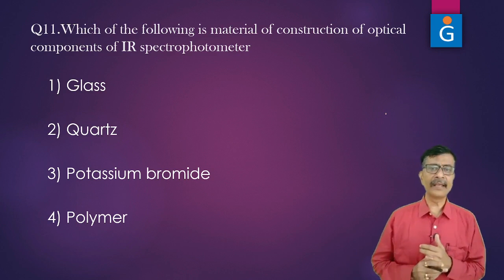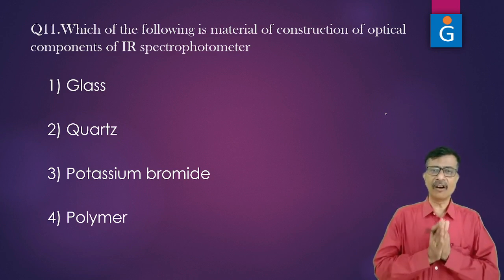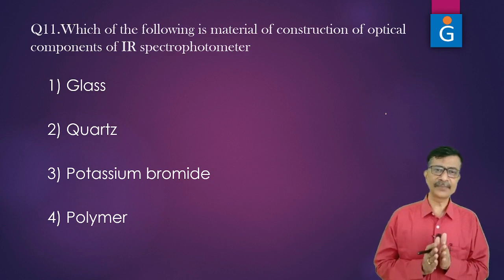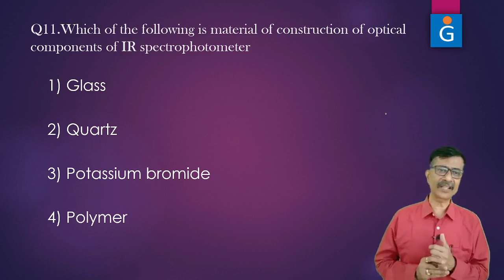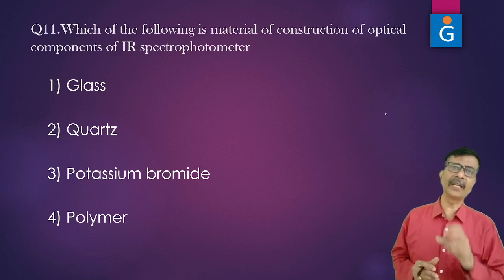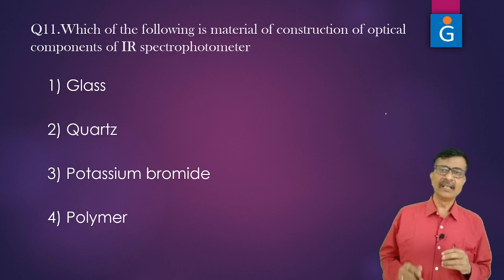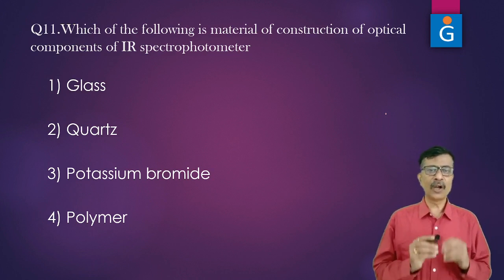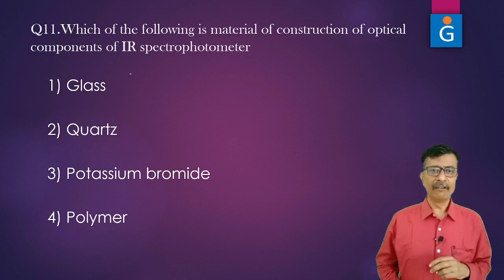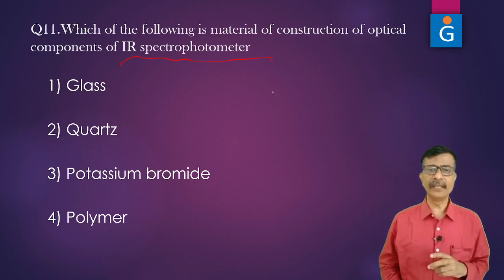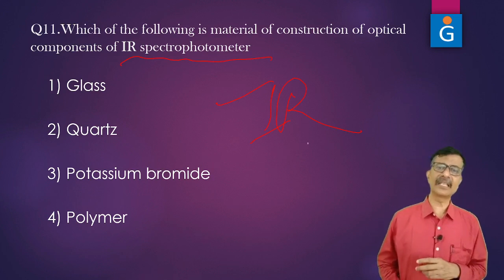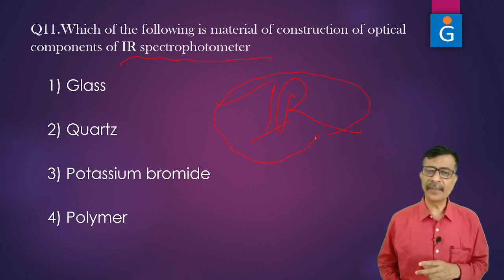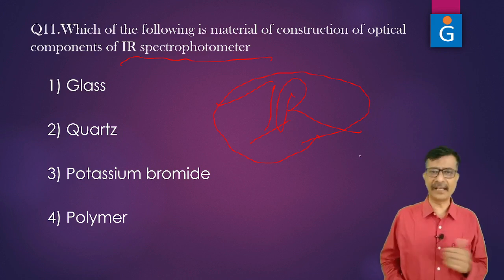Which of the following is the material of construction of optical components of an IR spectrophotometer? Now, what is the criterion for selecting the material of construction of the optical components for any particular spectroscopy? That component should not absorb the particular radiation. When we are talking about IR spectroscopy, IR radiations are used. The material selected should be such that it is not absorbing IR radiation, or it is transmitting IR radiation.